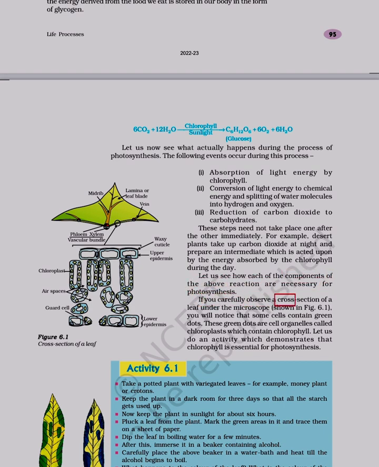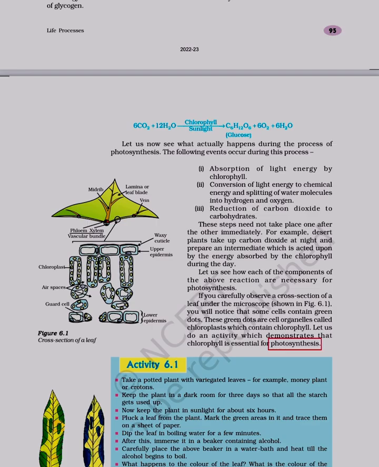If you carefully observe a cross-section of a leaf under the microscope shown in figure 6.1, you will notice that some cells contain green dots. These green dots are cell organelles called chloroplasts which contain chlorophyll. Let us do an activity which demonstrates that chlorophyll is essential for photosynthesis.